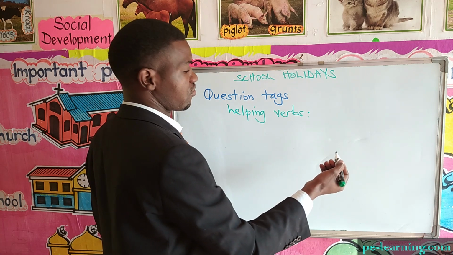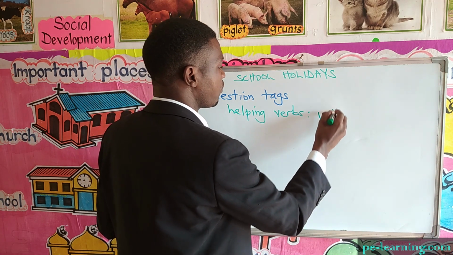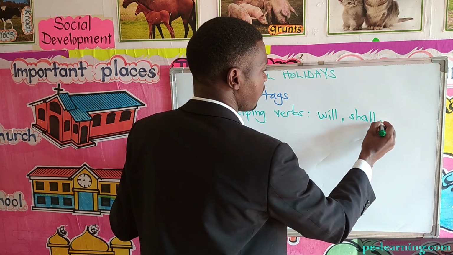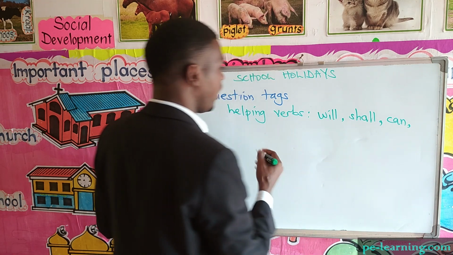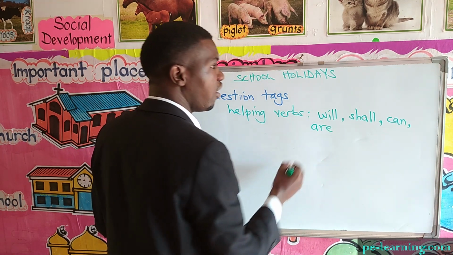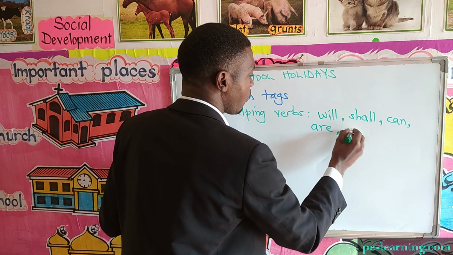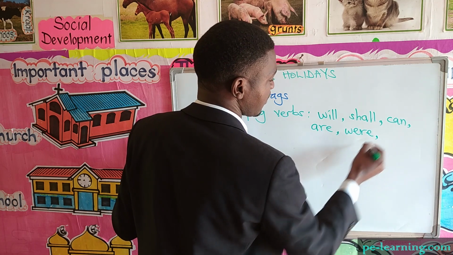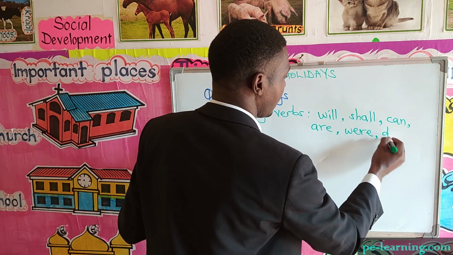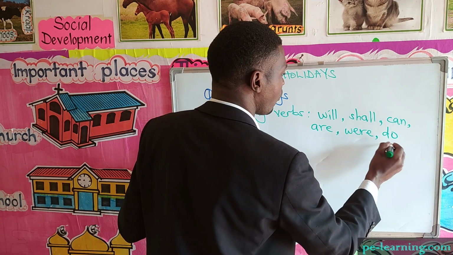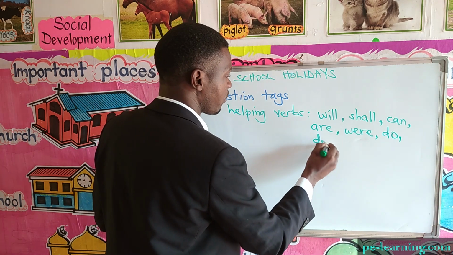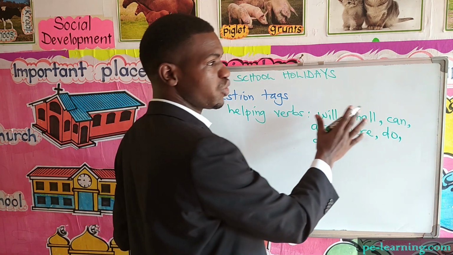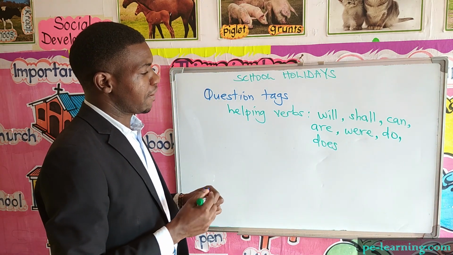When you're writing question tags, we have to base on the helping verbs, and these are, you may have helping verbs like the ones in the future. We have will, you can have shall, you can have can, we can have the ones like are, we can have the do forms, like we have do, like we have does, and very many others. So these are the helping verbs that we use when you're writing question tags.